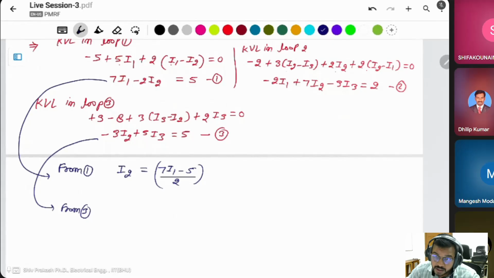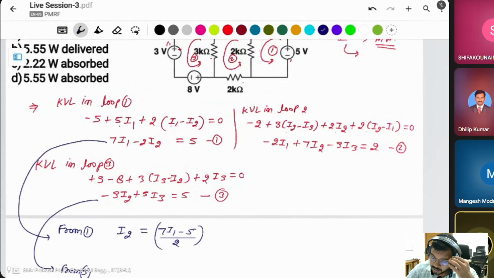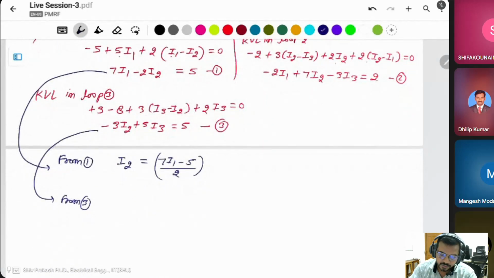Excuse me, sir. In loop 2, minus 2 is there, then plus 3 times I2 minus I3 is there. That is okay. Then the 2 I2 is which one, sir? The down 2 kilo ohms. Yes, there only I2 will flow. Only I2 is there in this branch. In this other branch I have two currents, but in this branch it is only I2.